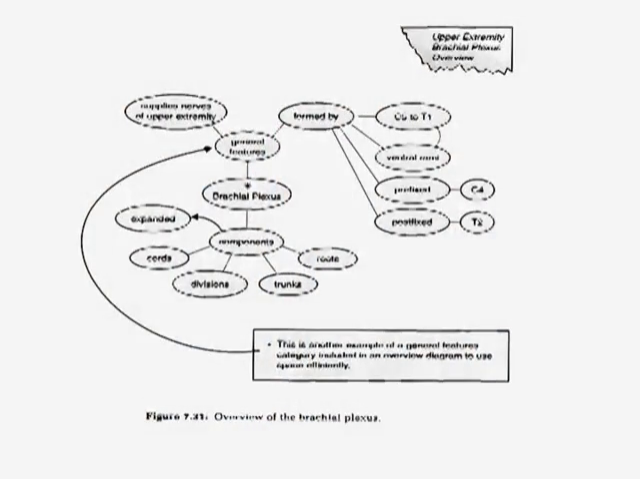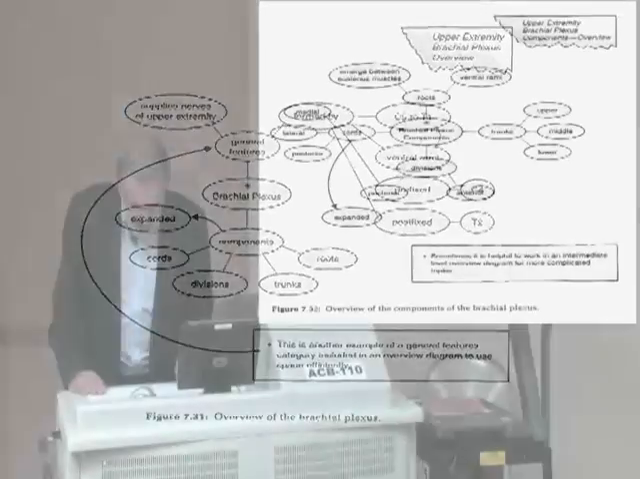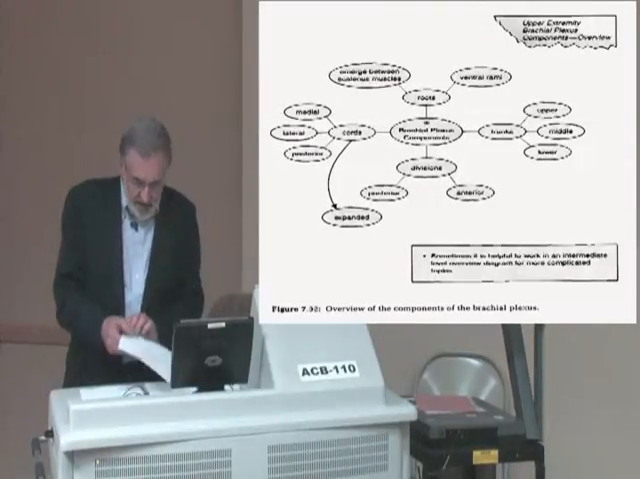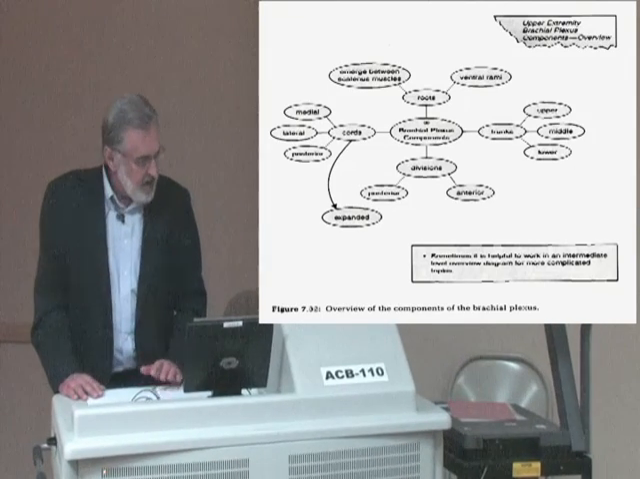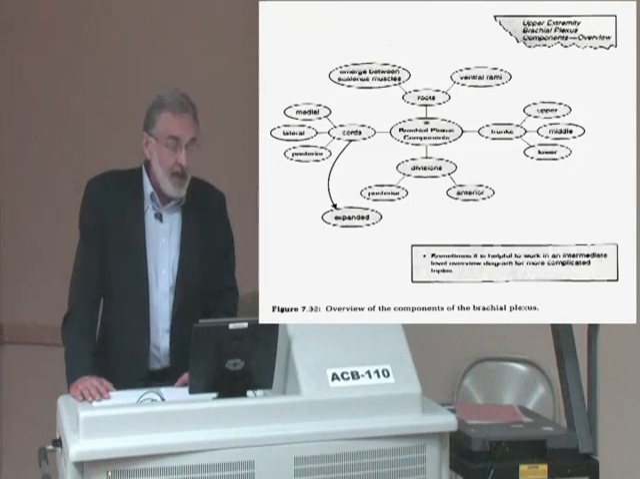Now, we've looked at the brachial plexus and seen that it branches out into components and general features. Let's look at the components in the next slide. And we find that, again, we have a variety of components, and particularly the chords, which we're after.